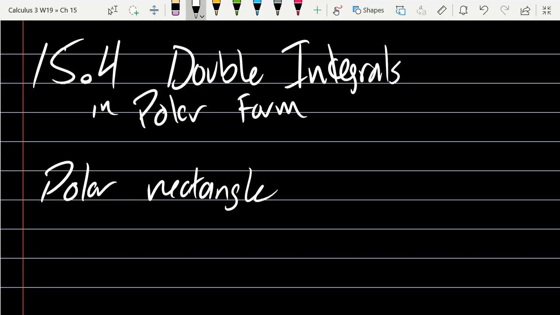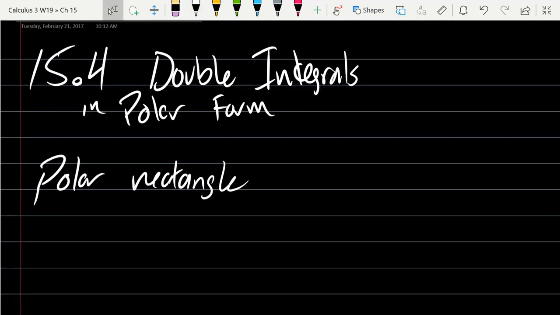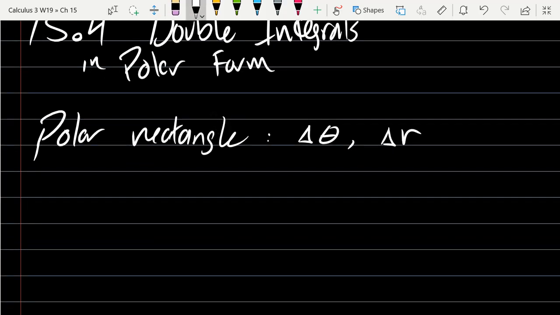So we're going to start by looking at a rectangle in polar form. When I draw a polar rectangle, the best way to think about a rectangle is an interval crossed with an interval. So we're going to have some delta theta and some delta r. And we draw this rectangle.